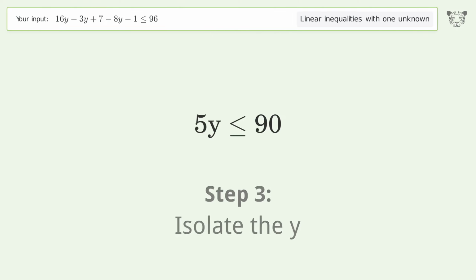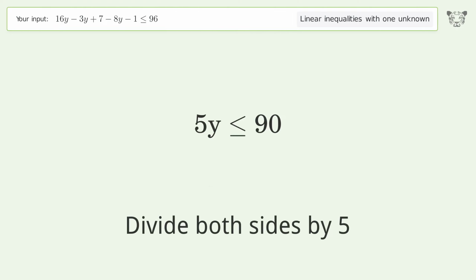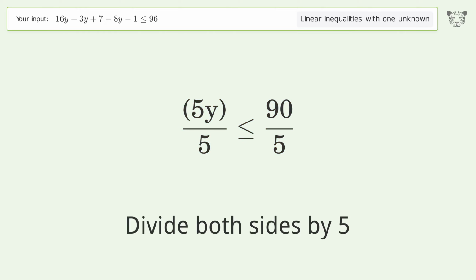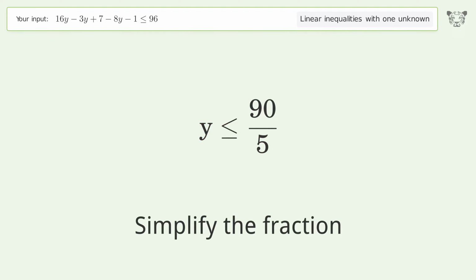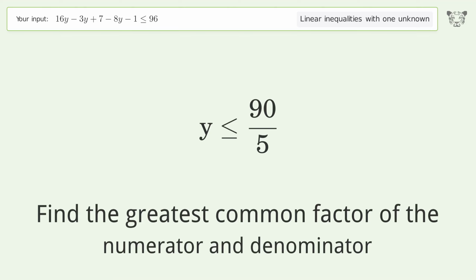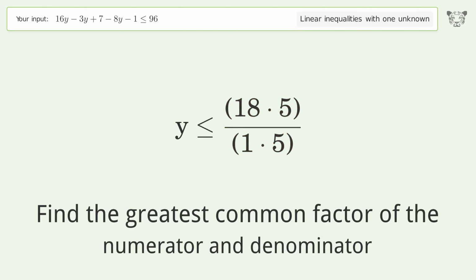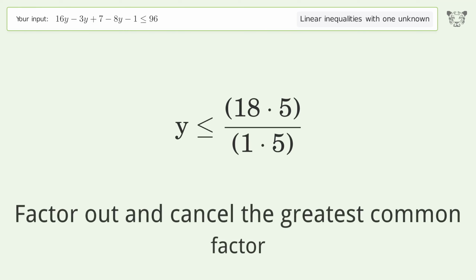Isolate the y. Divide both sides by 5. Simplify the fraction. Find the greatest common factor of the numerator and denominator. Factor out and cancel the greatest common factor.